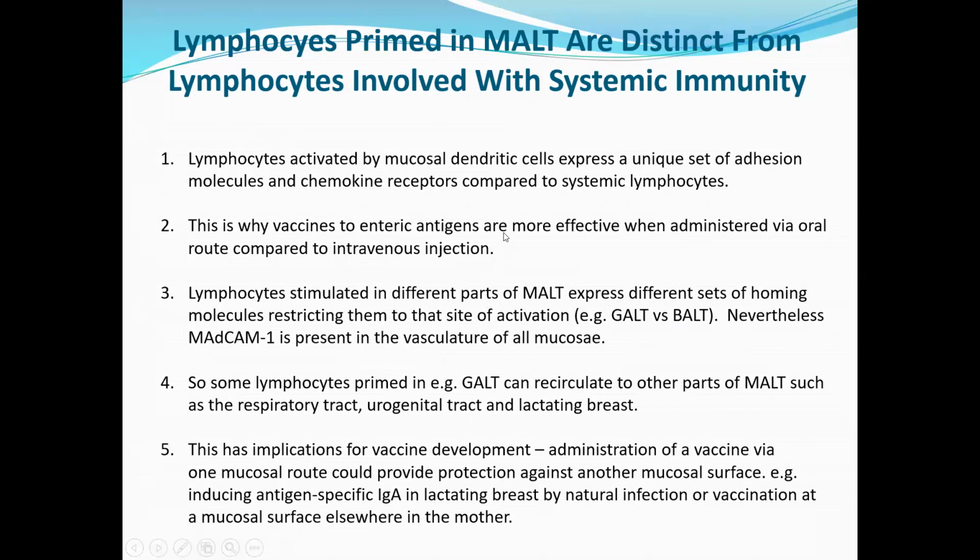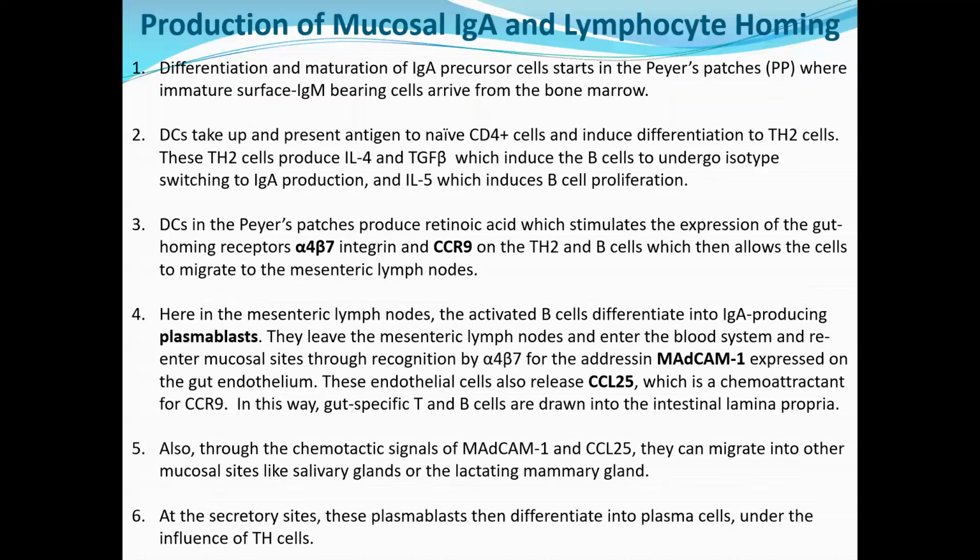So the lymphocytes that are primed within this gut immune system are very different from the immune cells which are circulating from one lymph node to another. And this is by virtue of the fact that they're expressing this CCR9 and alpha 4 beta 7.